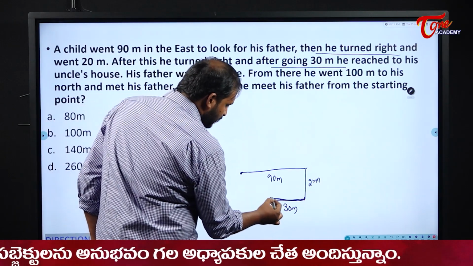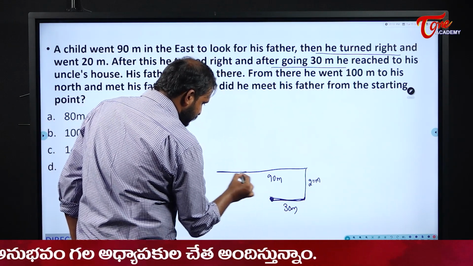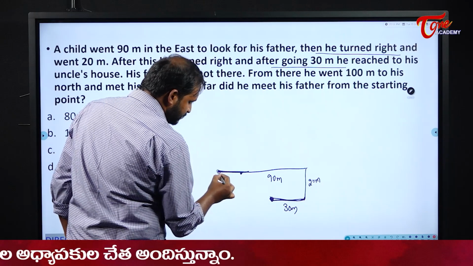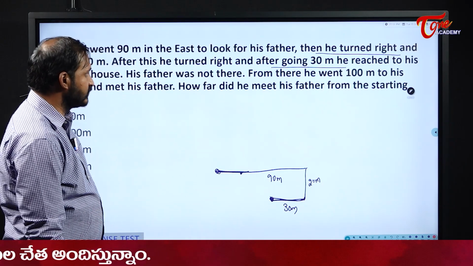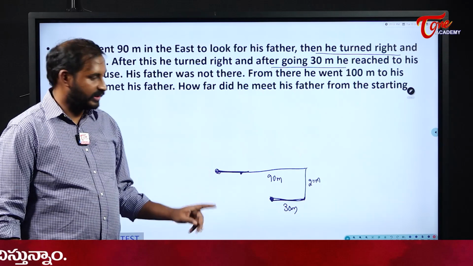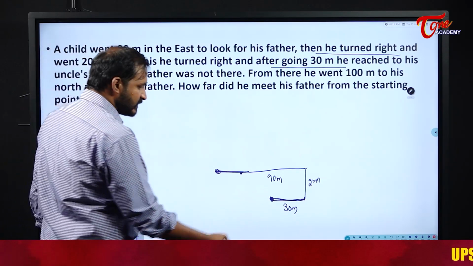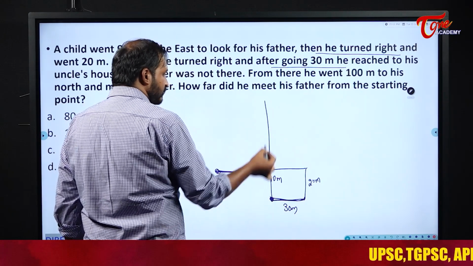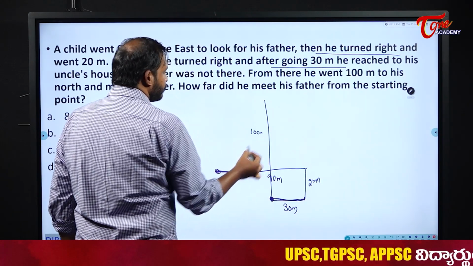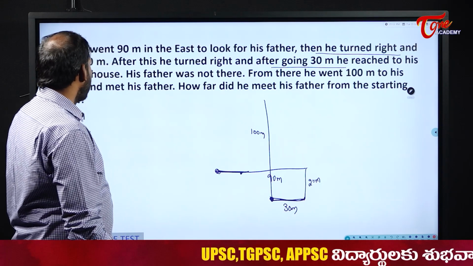Now he reached his uncle's house. Now I will extend this one, students, because this is 90 and this one is 30. His father was not there. Now this is his uncle's house. From there he went 100 meters to his north. That means 100 meters straight to the north. And met his father.